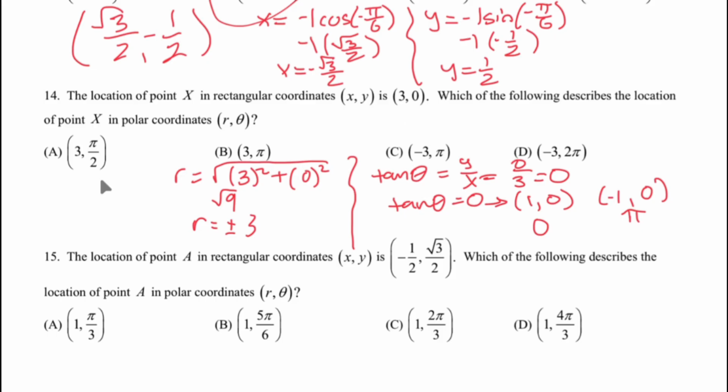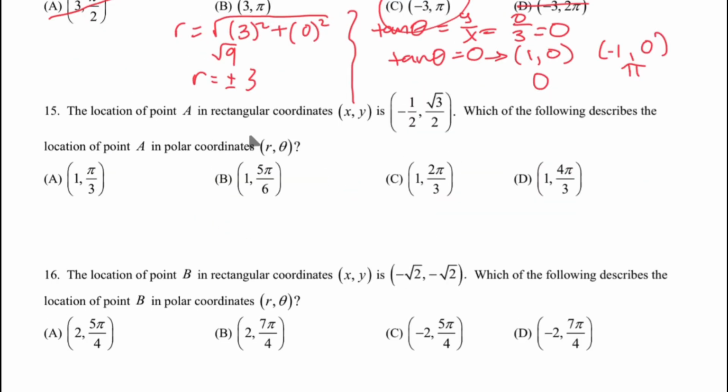So first of all, we can cross off A and cross off D. It's one of these two. We can look back at the rectangular to see what the original one would be. The original was just 3, 0. That's with no reflection, so that's a positive 3. So if we do reflect, it's negative 3, pi, so it should be C.